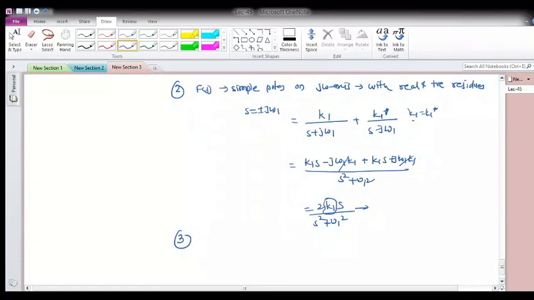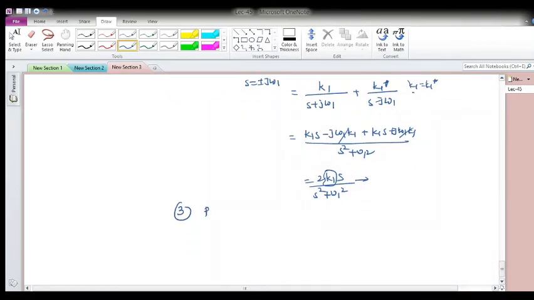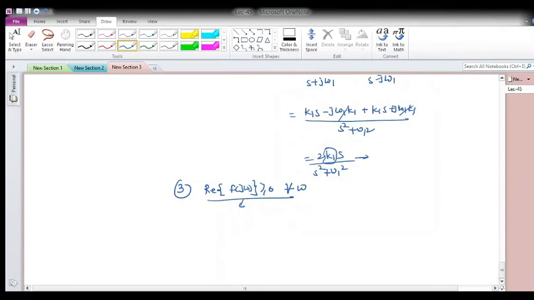The third condition is that the real part of F(j omega) has to be greater than or equal to 0 for all omega. This is also a very important property. In this, we must find the real part of F(j omega), and we have to find it from the original F(s).